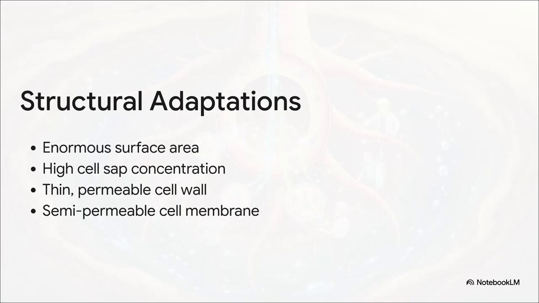You absolutely must memorize these 3 syllabus-defined structural adaptations. First up, an enormous surface area that maximizes contact with soil water. Second, the cell sap concentration inside that vacuole is consistently higher than the surrounding soil water, which is what establishes the gradient for endosmosis. And third, it has a freely permeable, thin cell wall paired strictly with a semi-permeable cell membrane. Don't mix those up.